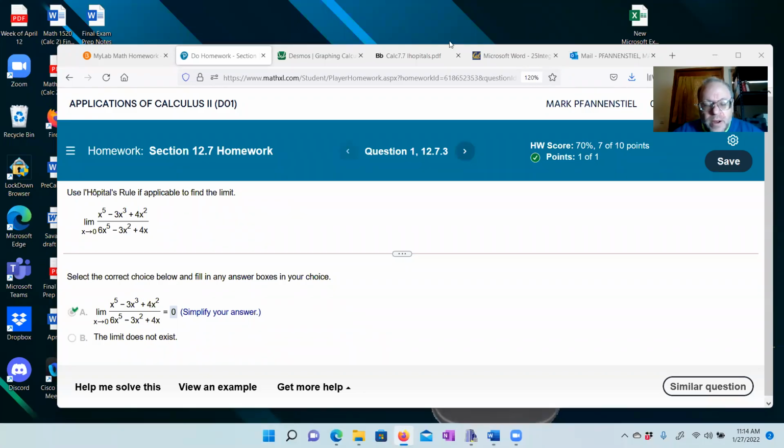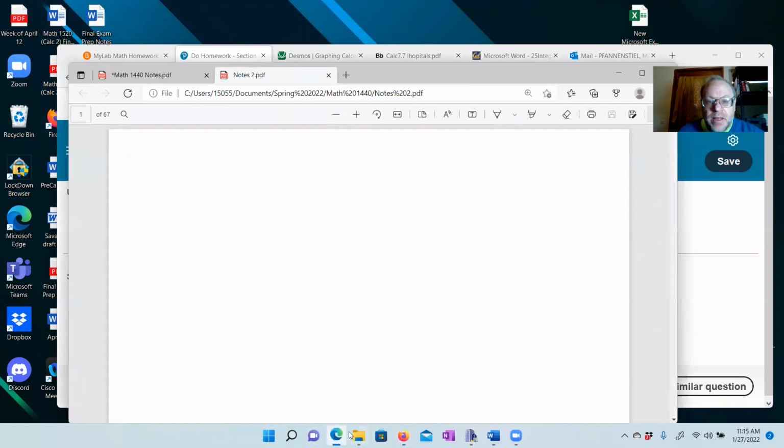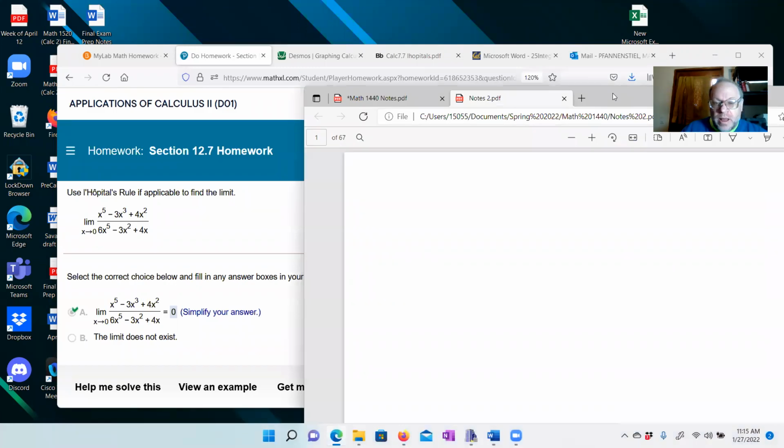So today we are going to go ahead and talk about L'Hopital's rule. Now, in order to use L'Hopital's rule, you have to be very careful that you actually have the conditions that allow you to use it. Every time you use this, it has to be a fraction.